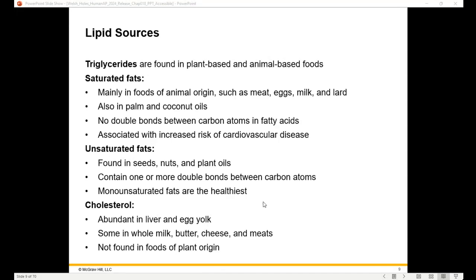Cholesterol is abundant in liver and egg yolk. Some is in whole milk, butter, cheese, and meats. It is not found in foods of plant origin.